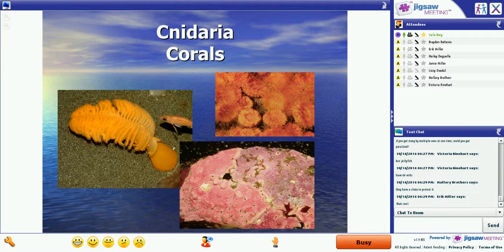Okay, another cnidarian are corals. Here's a picture of a couple of different corals. There are tons and tons of different corals. We're going to talk more about corals in a later class when we talk about coral reefs. But here are a few sample pictures.